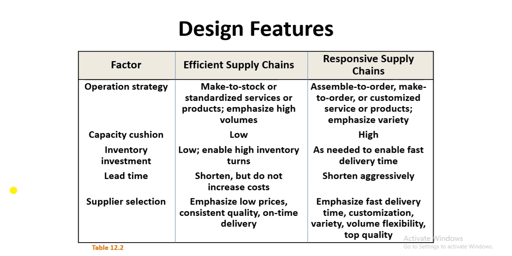Again, the last point in the design features is called the supplier selection. If you are dealing with the efficient supply chain, you will select those suppliers who are focusing on low prices, but at the same time you will focus on consistent quality and on-time delivery. So in efficient supply chains, while selecting the suppliers, you will choose those suppliers who are offering low prices, consistent quality and on-time delivery.